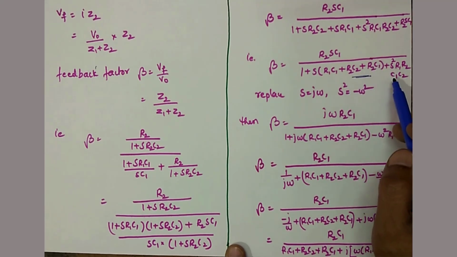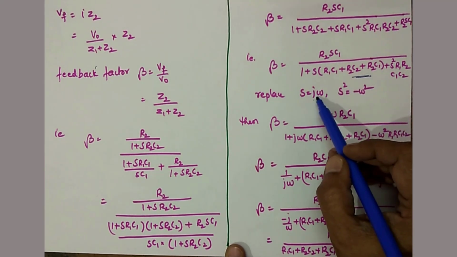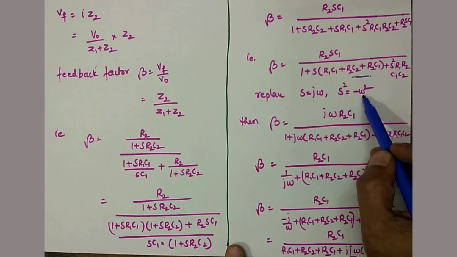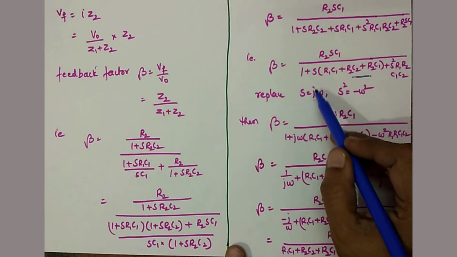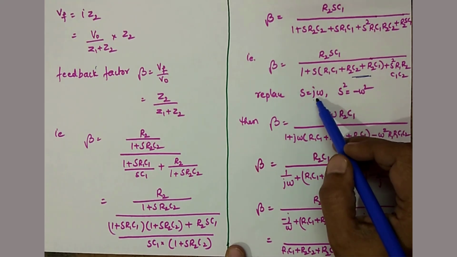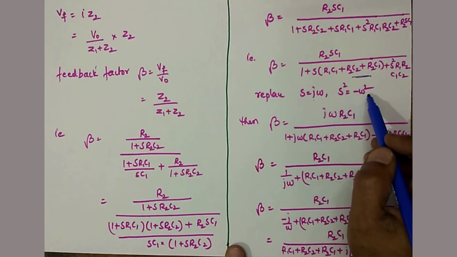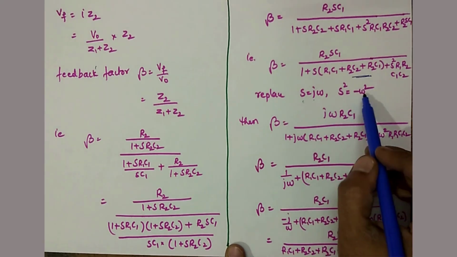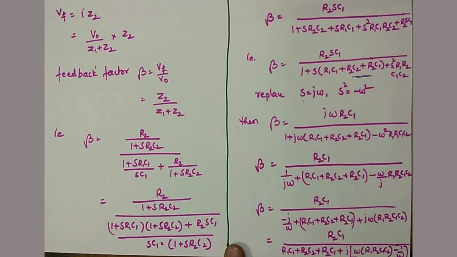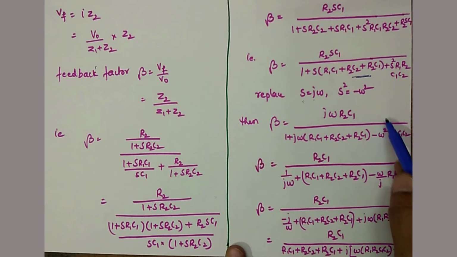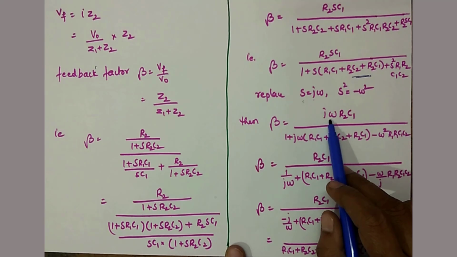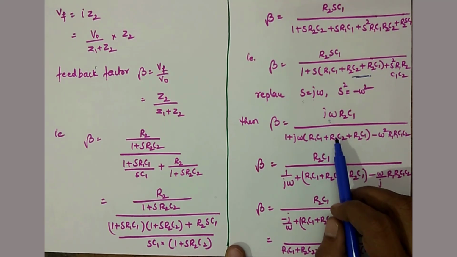Now in this expression, replace S with j omega, and S square with minus omega square, because S square means j square omega square, and j square is minus 1. So S square is minus omega square. Substitute these two, then I'll get beta like this. Actually, after this you can do the rationalization to get the frequency of oscillations. Instead of rationalization, I am going in a simpler way. As your numerator has j omega, simply divide the numerator and denominator by j omega.